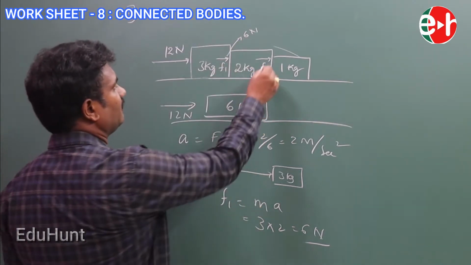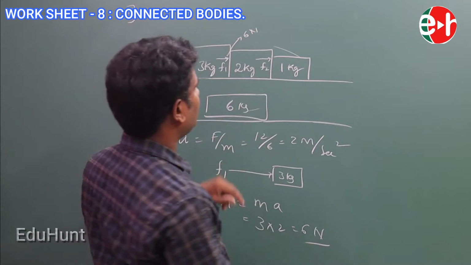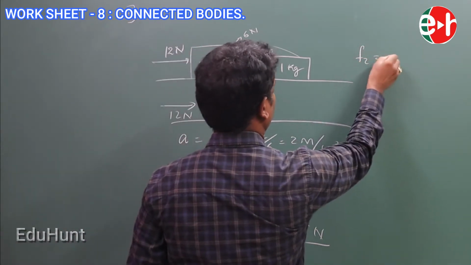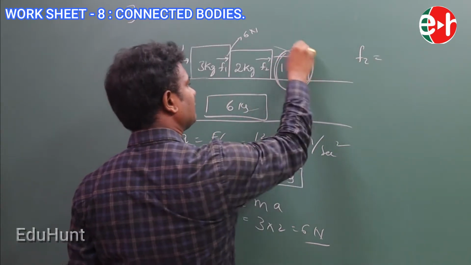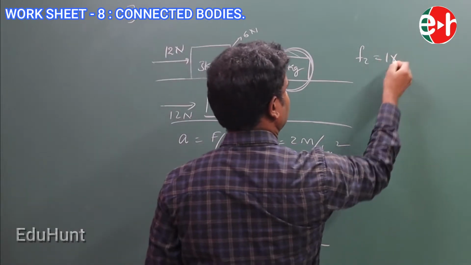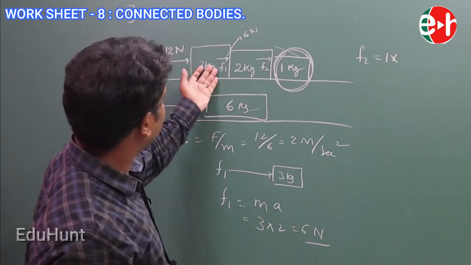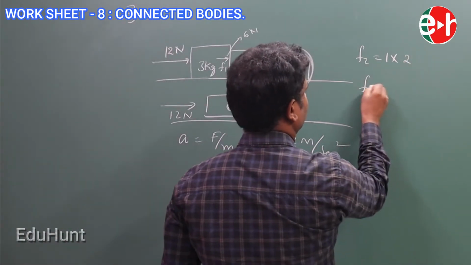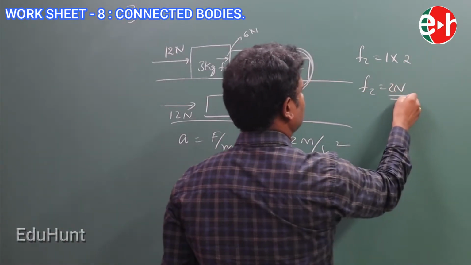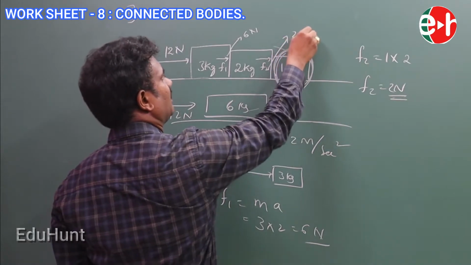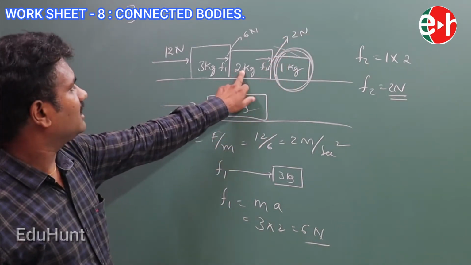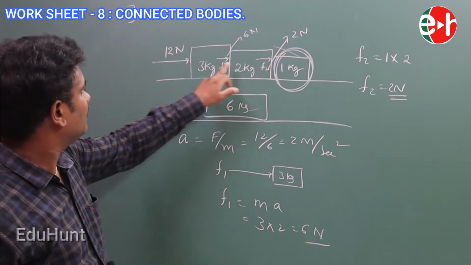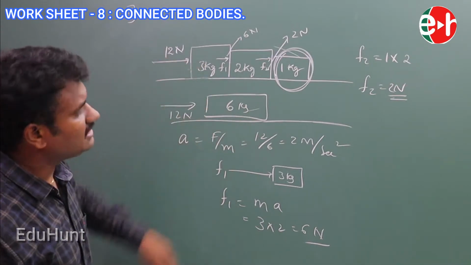Now if you want to find the force acting on 1 kg, what I have to do? F2 is equal to mass of this block into acceleration of this block. Mass of this block is 1 kg and acceleration of the block means the acceleration of the system, 2 meter per second square, is equal to 2. So F2 equal to 2 newtons, means on this block 2 newtons force is acting. On this block 6 newtons of force is acting. On this block 12 newtons of force is acting.